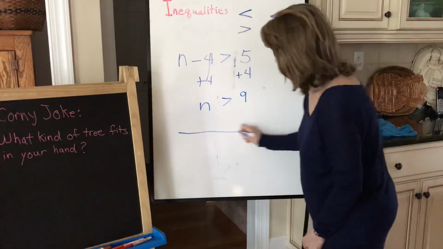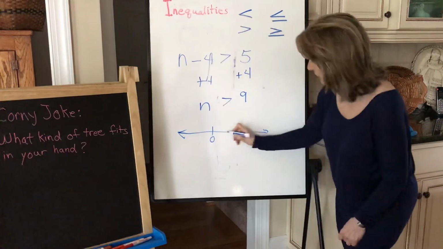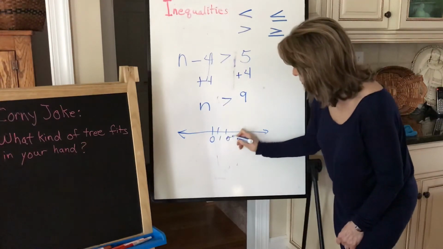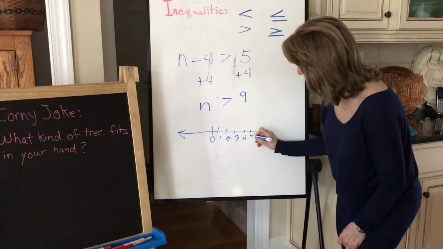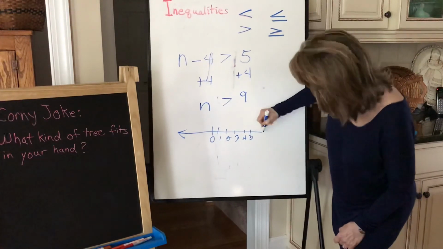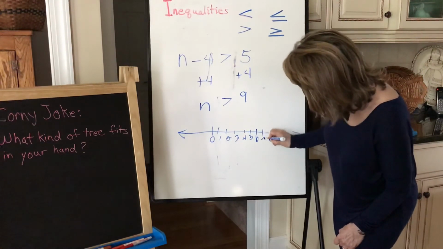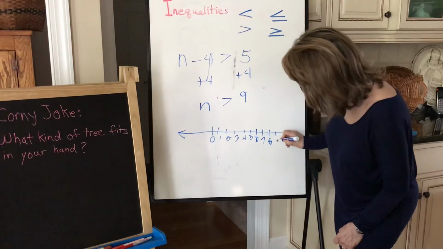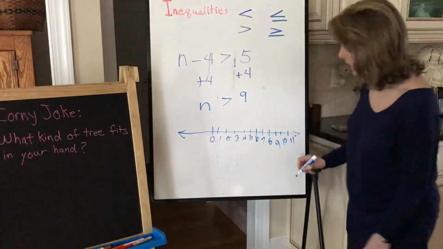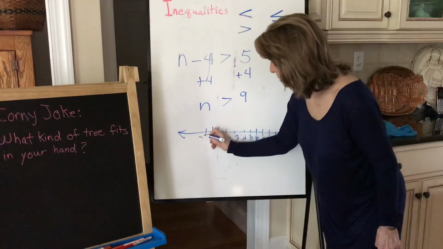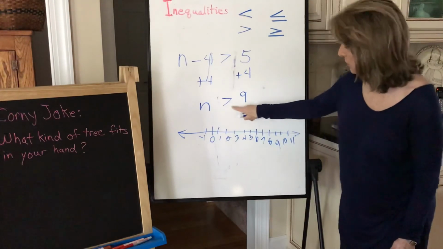To graph that inequality, we're going to put some numbers on the number line, and we're going to go 1, 2, 3, and if you notice our number is 9, so we really probably want to go all the way up to 9, and I'm going to run out of room, so I better make it bigger. 5, 6, 7, 8, 9, and I'm going to go to 10 and 11. All right, so I don't think we need any negative numbers, but let's put -1 there. I want all numbers n that are greater than 9.